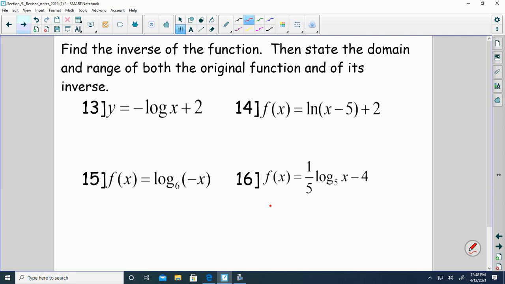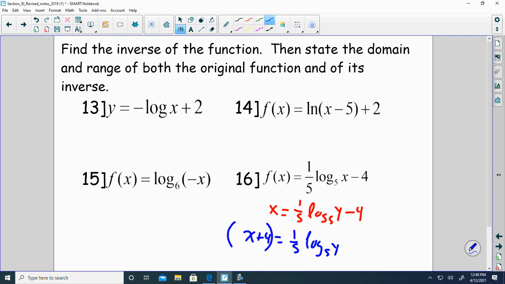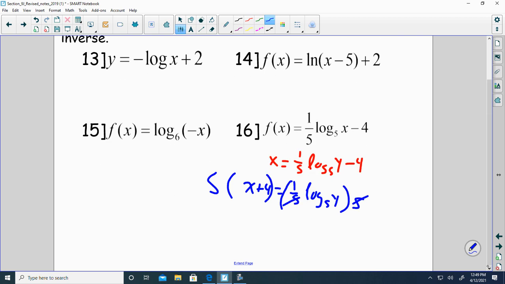All right, so I'm going to go x equals 1/5 log base 5 of y minus 4. Is that okay so far? Add 4 to both sides. Multiply both sides by 5, and that's going to cancel that. So I get 5x plus 20, we'll just distribute that over, equals log base 5 of y.